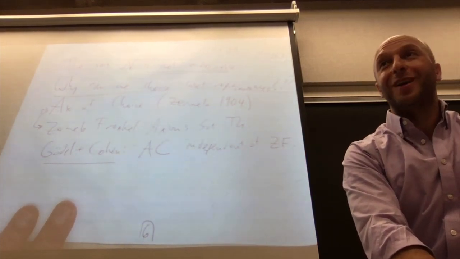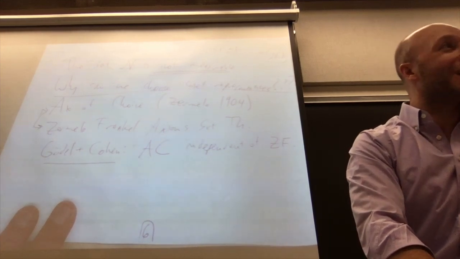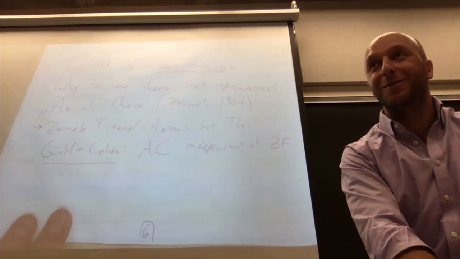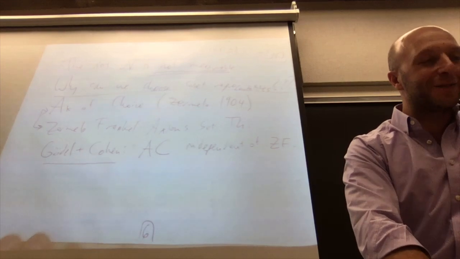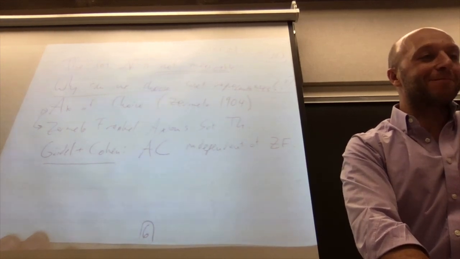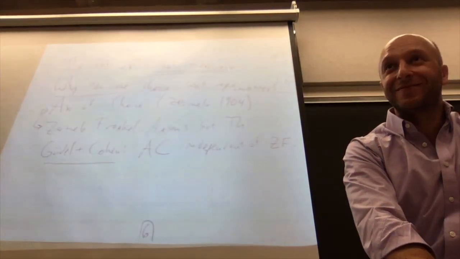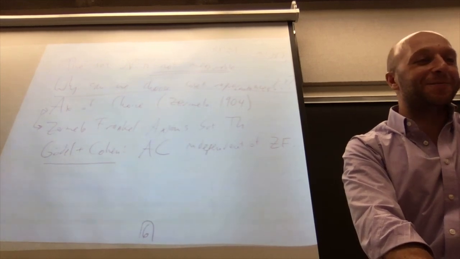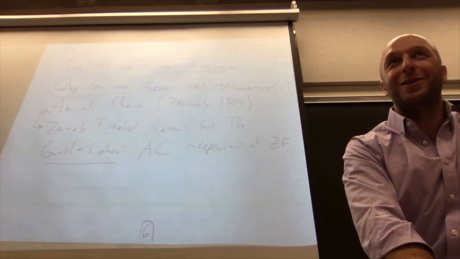So it's up to you if you want to do measure theory with the axiom of choice or if you want to do measure theory without the axiom of choice. If you do measure theory without the axiom of choice, there are no non-measurable sets. But there's all kinds of other stuff that you can't do.